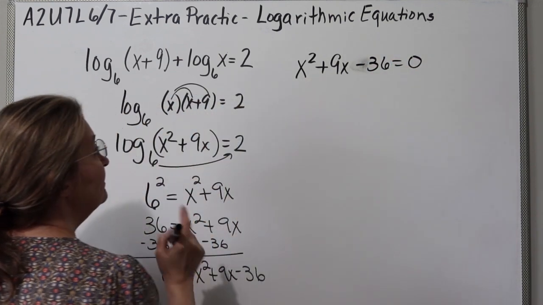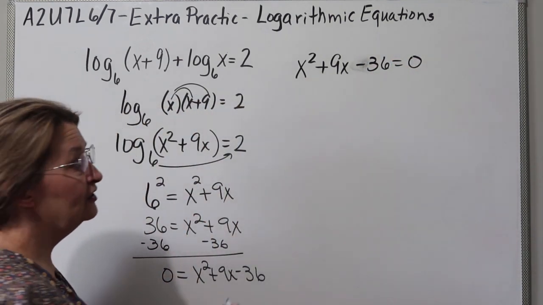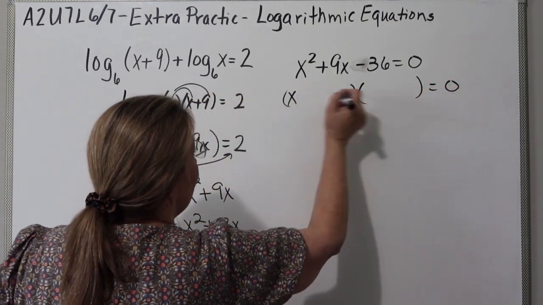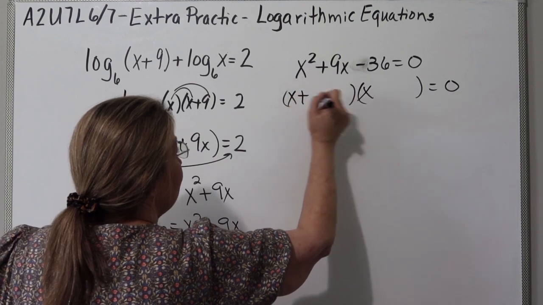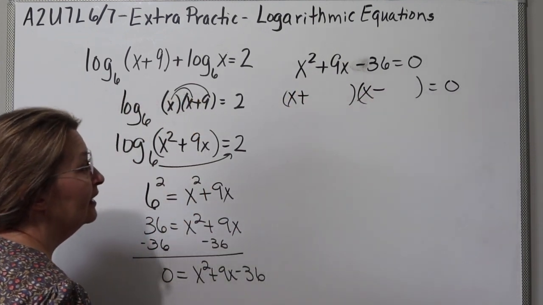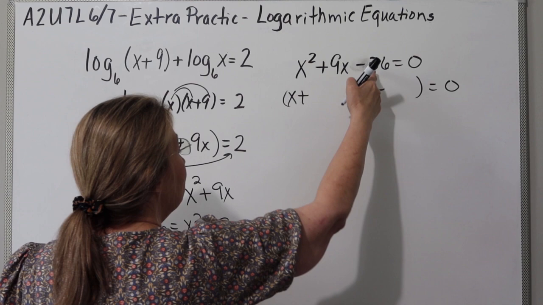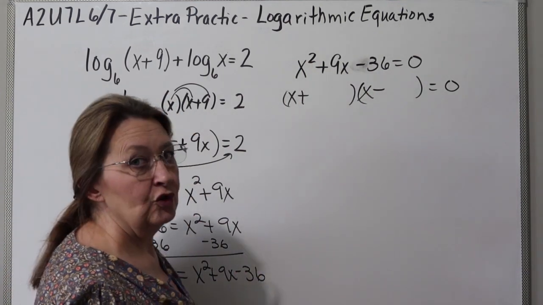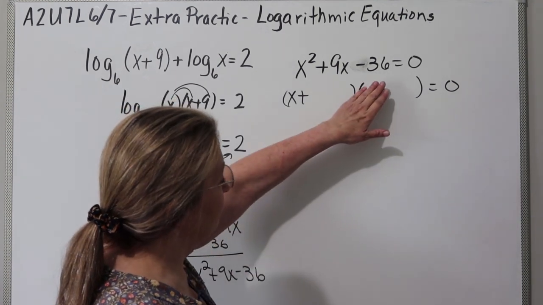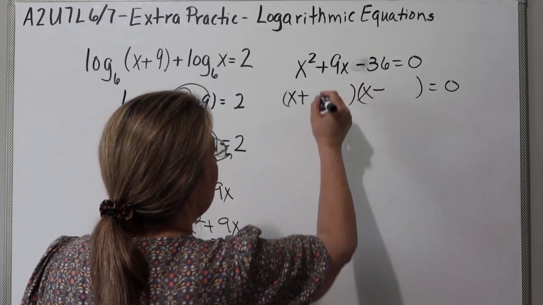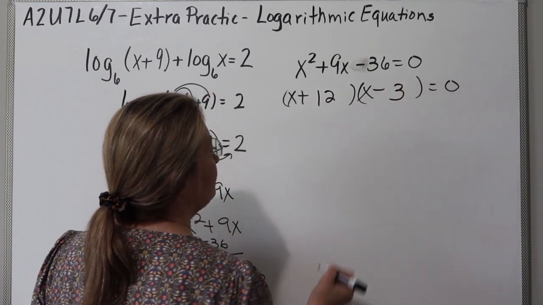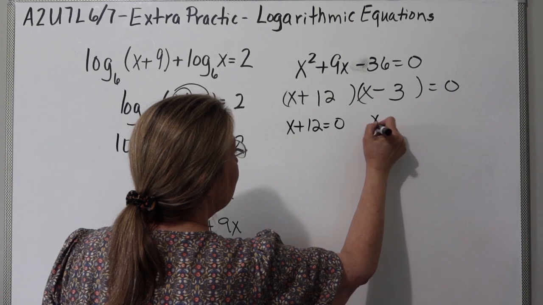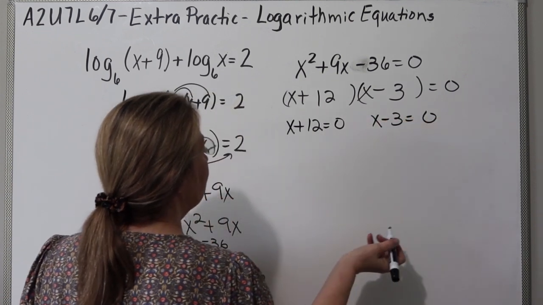Okay, this doesn't have a greatest common factor, so I'm ready to start factoring into my two binomials. I know I'm going to have x and x. Because this is a minus, I know I'm going to have one plus and one minus. Now I need a pair of numbers that will multiply to give me negative 36, but add up to give me positive 9. Well, 12 and 3 comes to mind. So x plus 12, x minus 3. Now I'm going to take each factor and set it equal to 0.